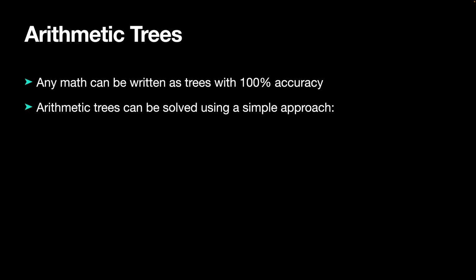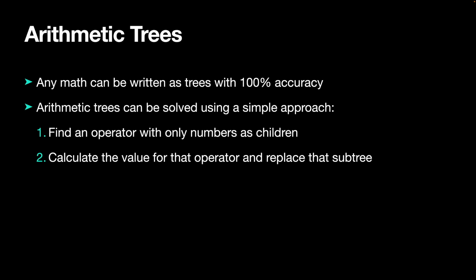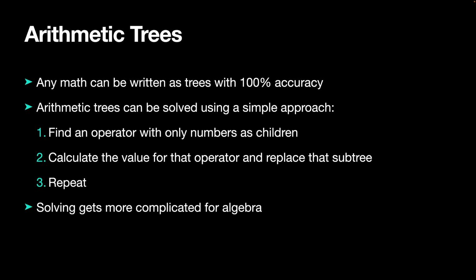For arithmetic trees, there is a simple way to solve them. Always works. First, find an operator that only has numbers as its children, so none of its children are another operator. Basically, look for the ones near the bottom. Calculate the value for the operator, and then replace it, along with all its children, with the value you calculated. And repeat until you're done. If you're doing algebra, it can get more complicated, but for arithmetic, the method is very simple.